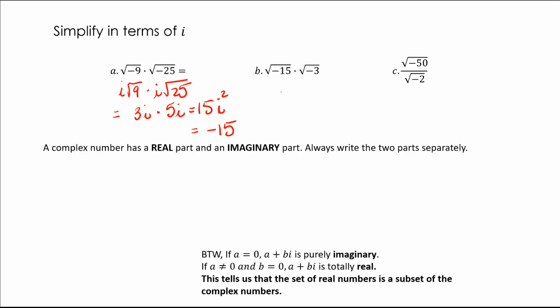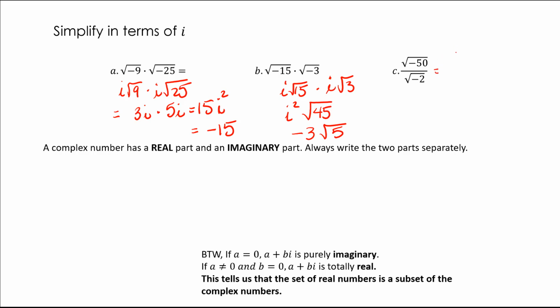Similarly, over here, we could write i times the square root of 15 times i times the square root of 3, and that would give us i squared times the square root of 45. And since there's a factor of 9 in there, we can pull that out. And also i squared is -1, so we would have -3 square root of 5.